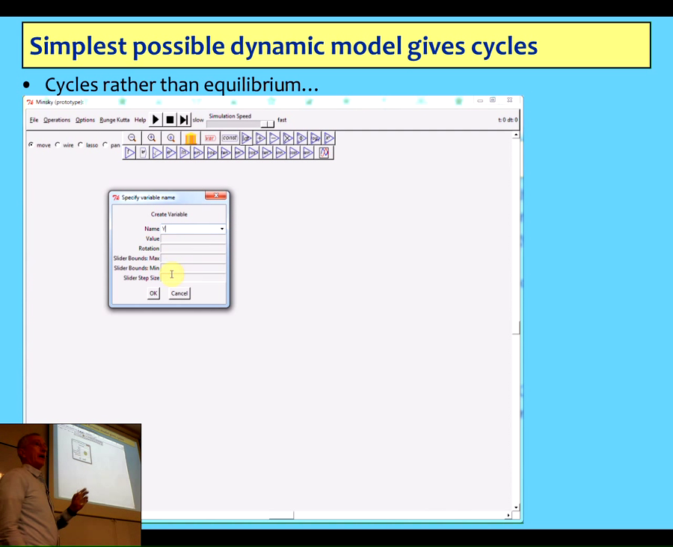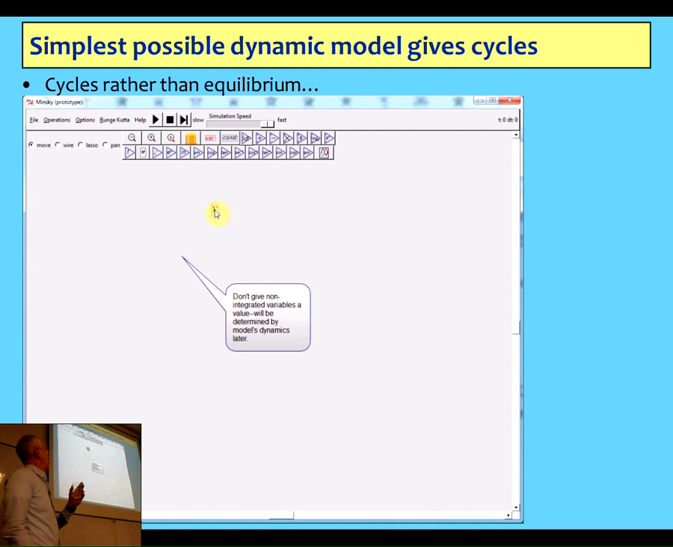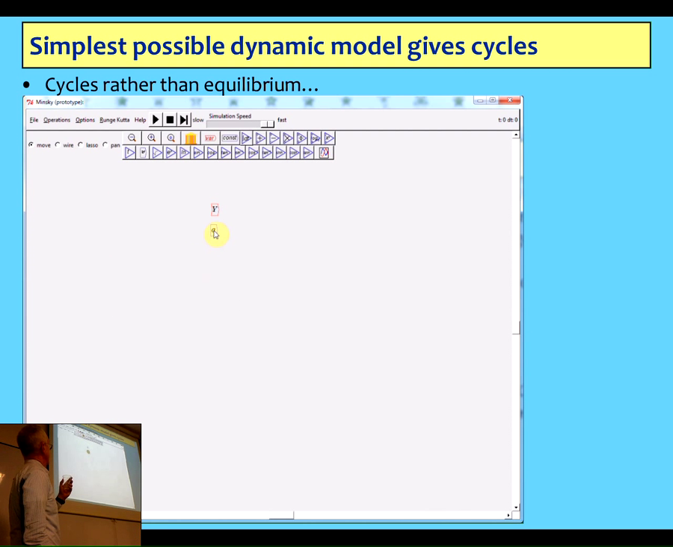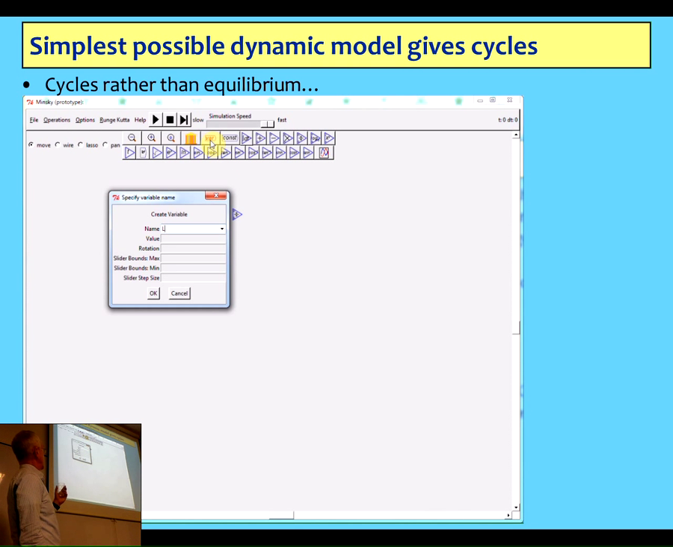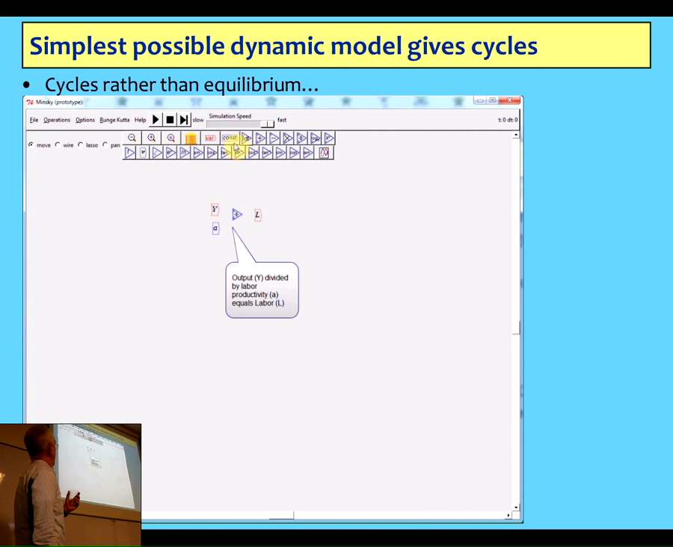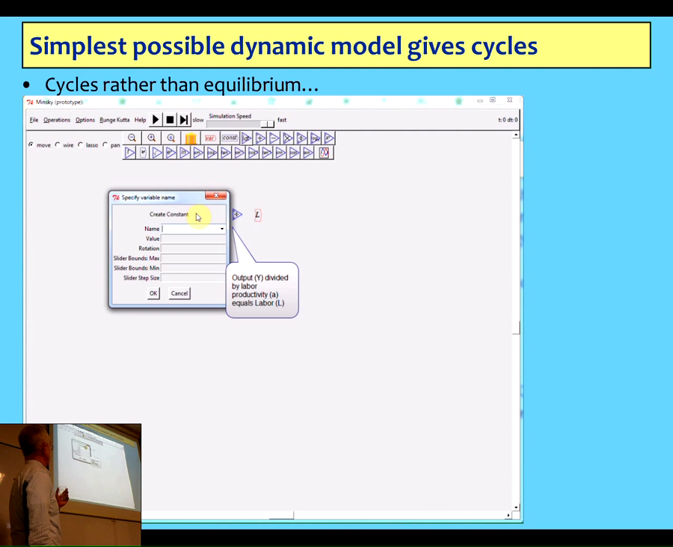And I'm calling this Y, the symbol all economists use for GDP. I'm not giving a value for it. That's important. I'll show you why as we go on. Then a constant A, which is going to be labour productivity. And if you divide output by labour productivity, you're going to get L, which is the number of workers you're hiring. So here comes L. So output divided by labour productivity equals labour.